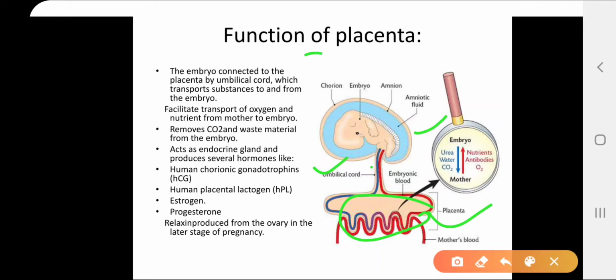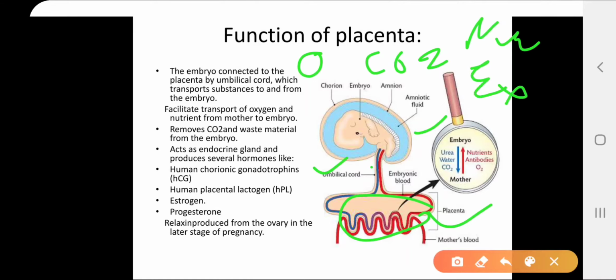Substances means oxygen, CO2, nutrition, and excretory substances. All these are exchanged through the umbilical cord and through the placenta. It removes CO2 and waste material from the embryo, and provides nutrition and oxygen to the embryo, right? Then it acts as an endocrine gland, producing several hormones like human chorionic gonadotropin HCG hormone, human placental lactogen hormone HPL, estrogen hormone, progesterone hormone. All these hormones are produced by the placenta.